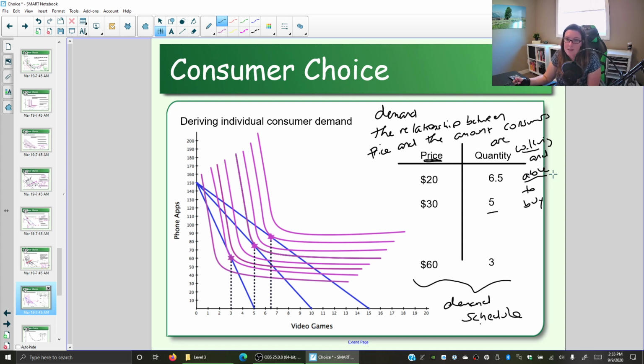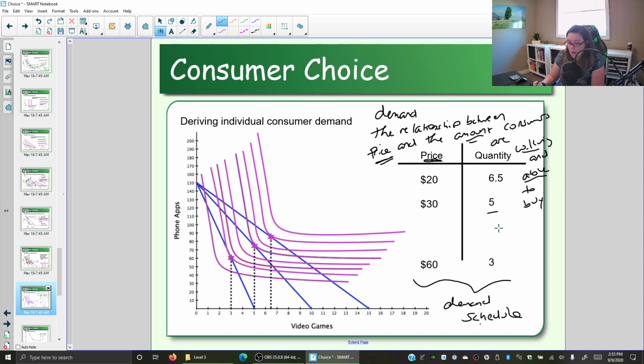And that budget line is going to be based on how much it costs to buy video games versus buying something else like phone apps. How much money do we have? And in this case, we looked at what happens when you change the price. How does that change the amount we are willing and able to buy? So when we look at demand and this relationship between price and the amount we're willing and able to buy, we can break it down into budget lines and indifference curves that illustrate the willing and the able. We put this in a table, it's called a demand schedule.